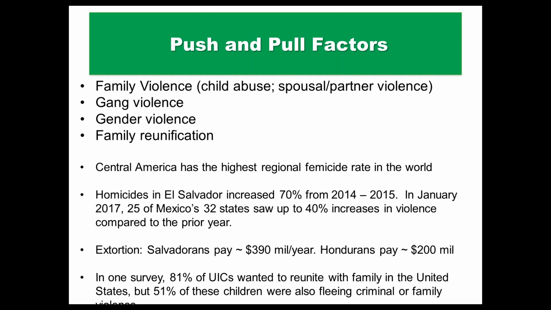And then, speaking to the multitude of reasons that cause our clients to flee, in one survey done by the UNHCR, they interviewed a number of unaccompanied immigrant children, UICs, and 81% of them reported that they did want to reunite with family in the United States, so that's the pull factor bringing them here. But of that 81%, more than half of those children were also fleeing criminal or family violence. So these issues are all very interchanged, and it's really important to flesh out all of those various reasons and background with your clients when preparing their case.